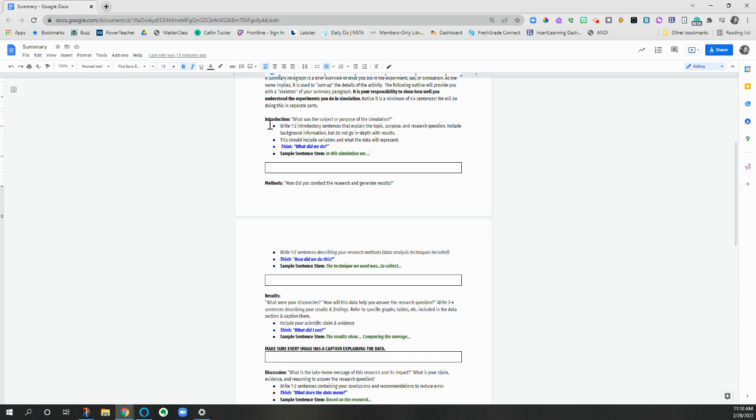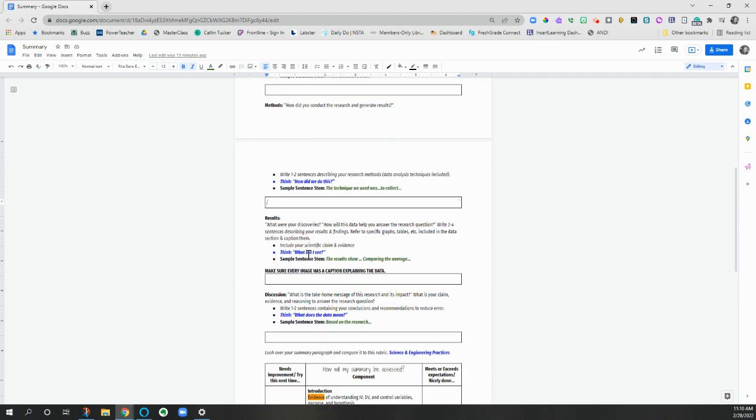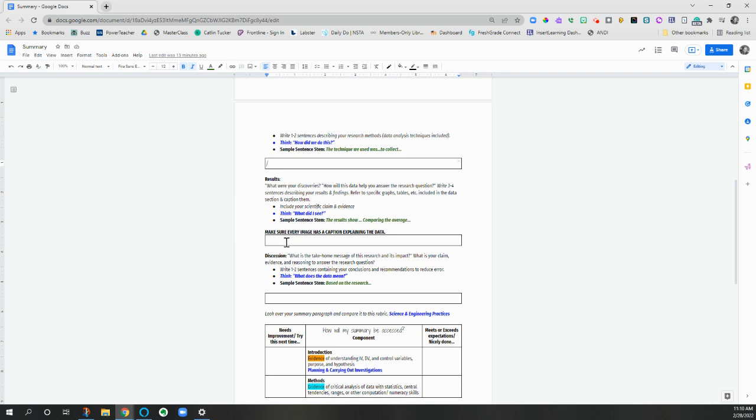For right now, you're just going to put your introduction in this first box. It's going to be 1 to 2 sentences, and you can check it right there. Since you can see it, you can ask, did I write the 1 to 2 sentences? Did I include the variables and what they represent? Your next section is methods, and I included a box right there for you to write those 1 to 2 sentences. The results is the big change.